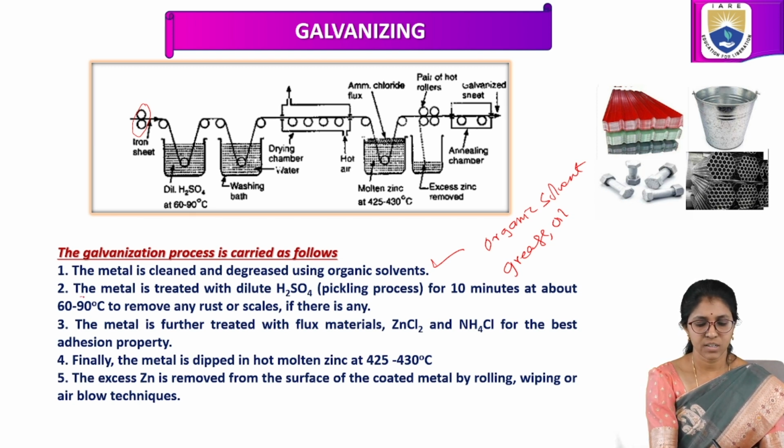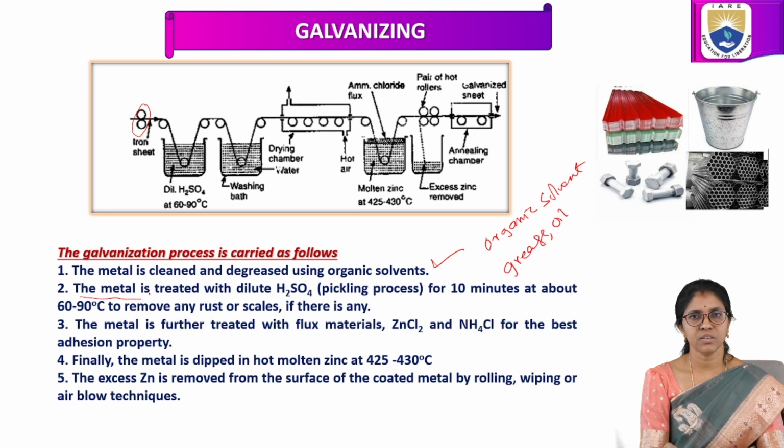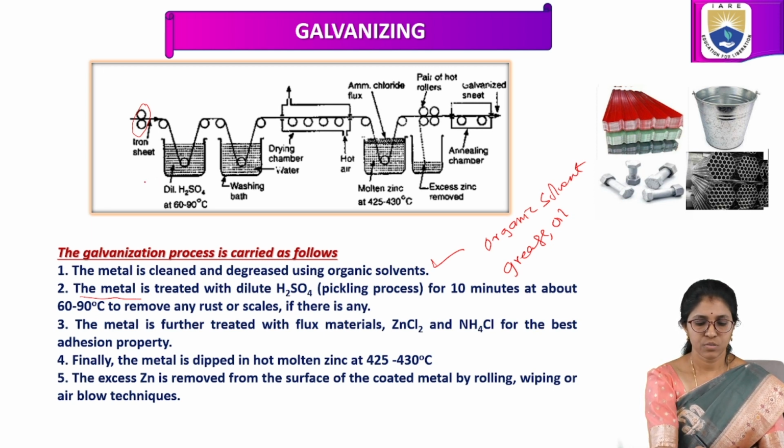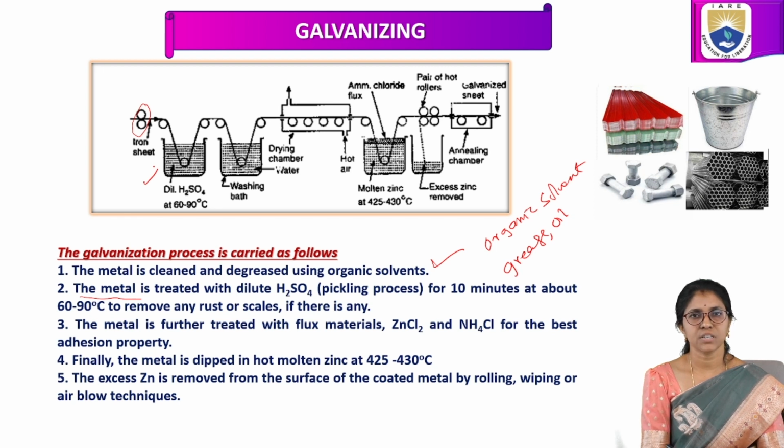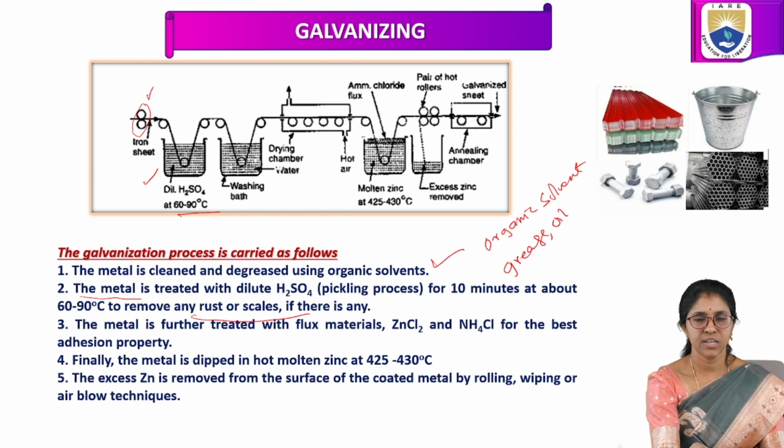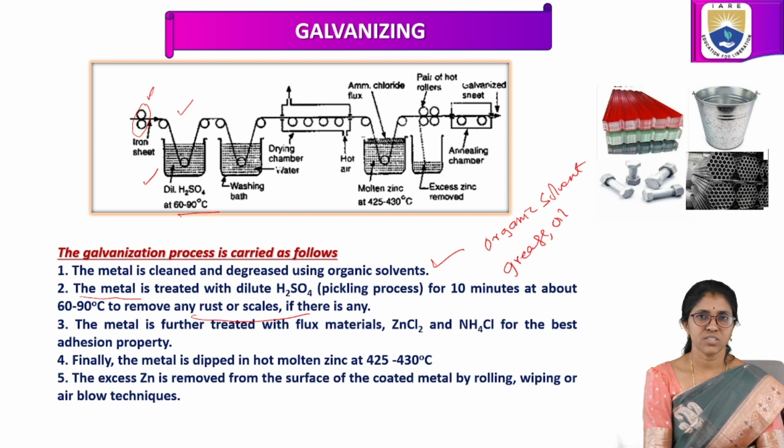Second, the metal is treated with dilute H2SO4 at 60 to 90 degrees centigrade to remove the rust or scales on the iron sheet. So the first step is cleaning with organic solvent, and second, treating with dilute H2SO4 at 60 to 90 degrees centigrade to remove the scales or rust formed on the iron or steel sheet.